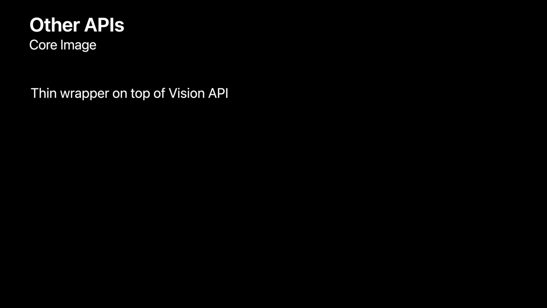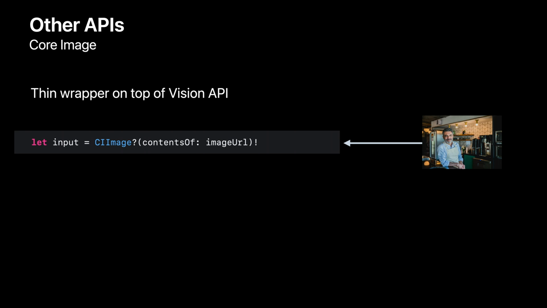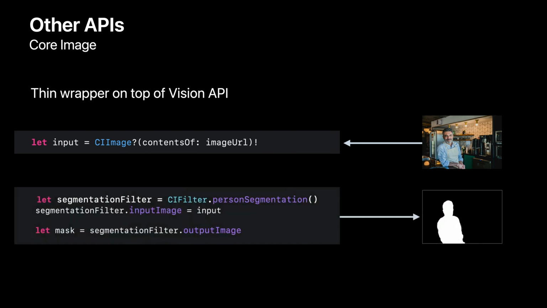The third framework is Core Image. Core Image offers a thin wrapper on top of the Vision Person Segmentation API, so you can perform the entire use case within the Core Image domain. Let's take a look now at how person segmentation can be implemented using the Core Image API. We will start with loading an image to perform segmentation on. Then, we will create a person segmentation CIFilter, assign an input image to it, and execute the filter to get our segmentation mask.